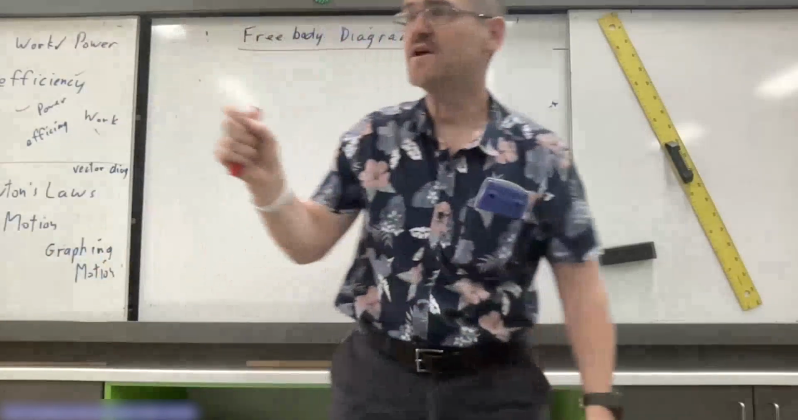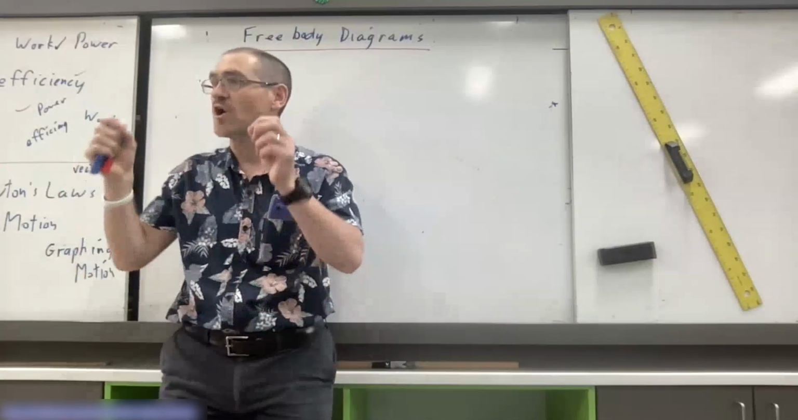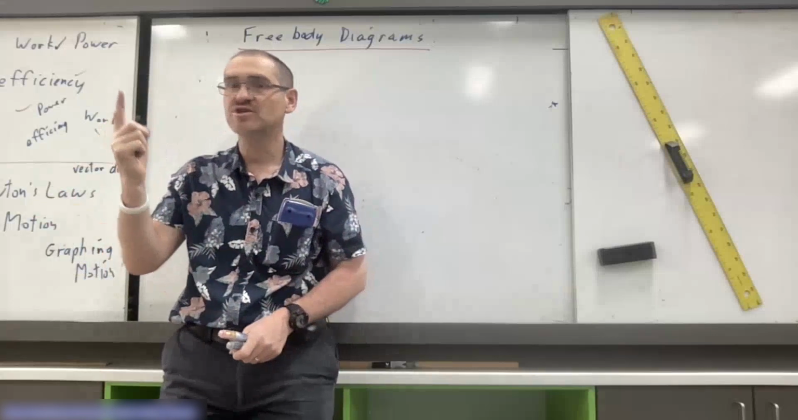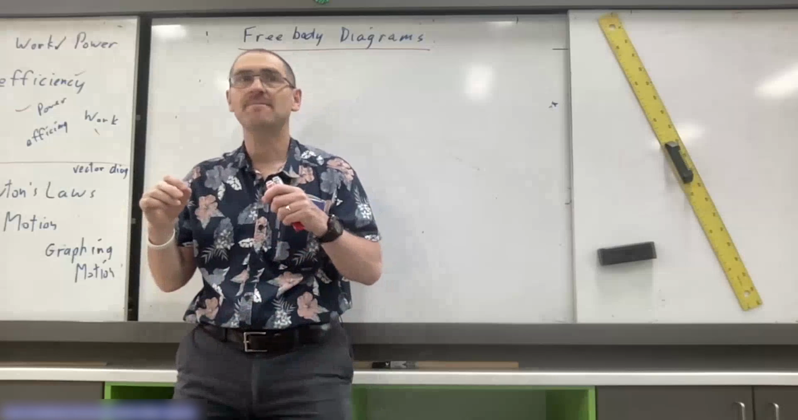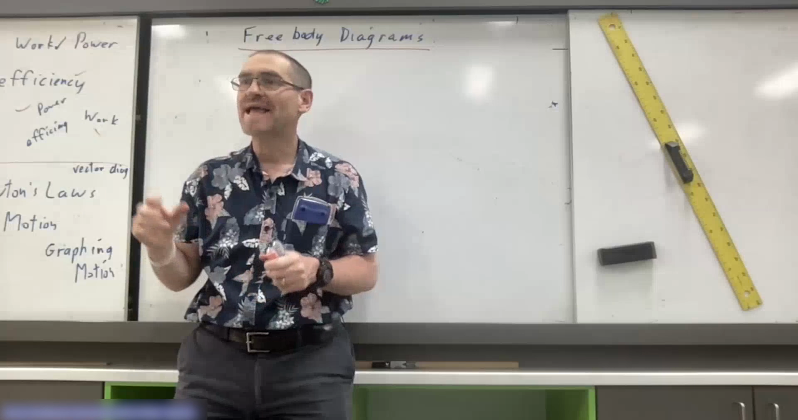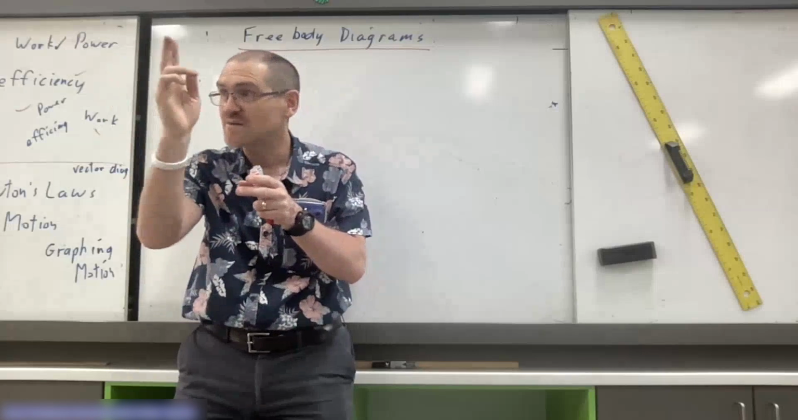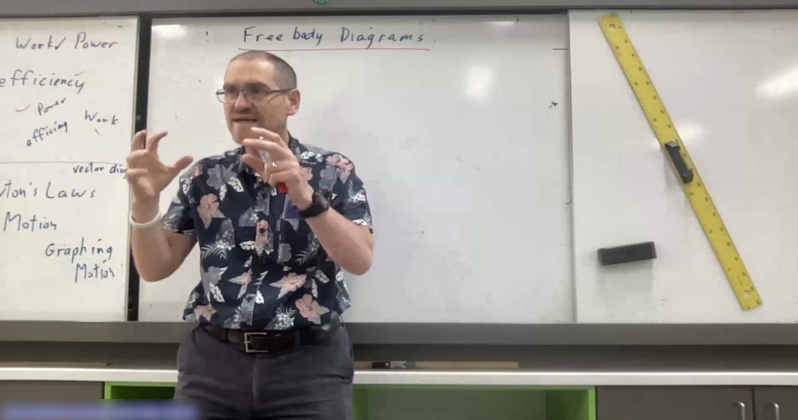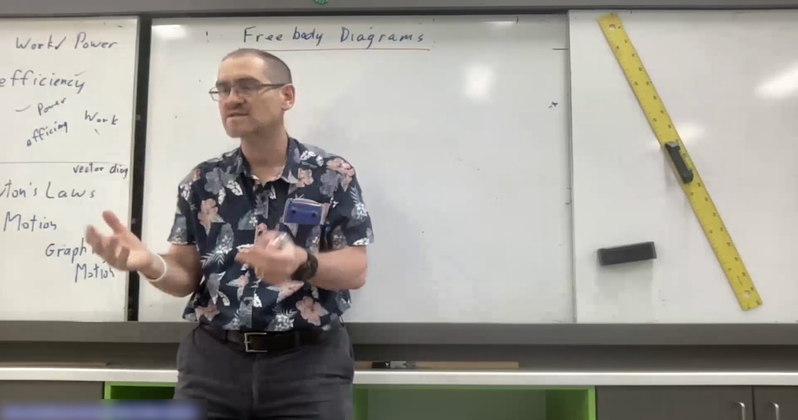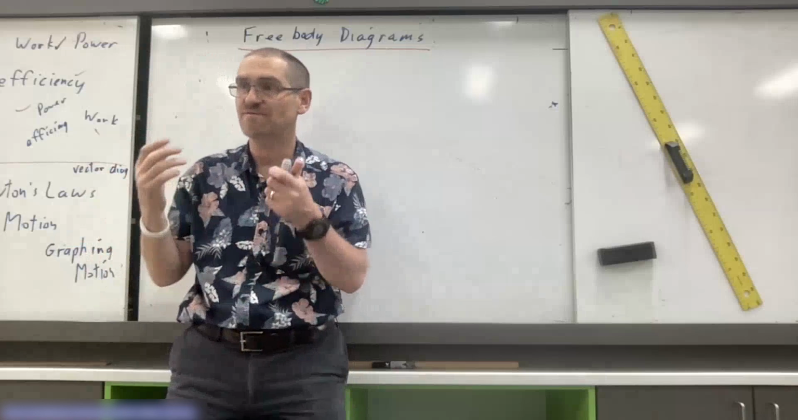Free body diagrams are all about finding the net force of a body. When we talk about Newton's first law of motion, we say that a body, and it's singular, a body will remain at rest, not moving, or in uniform motion, that means moving with one speed and one direction, unless acted upon by a net external force. Free body diagrams are about finding the net external force.